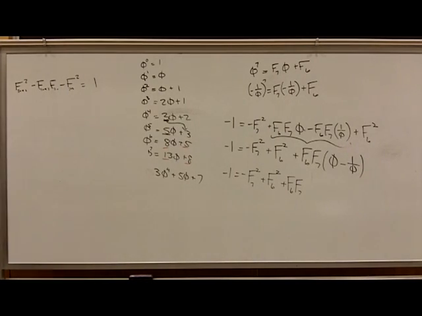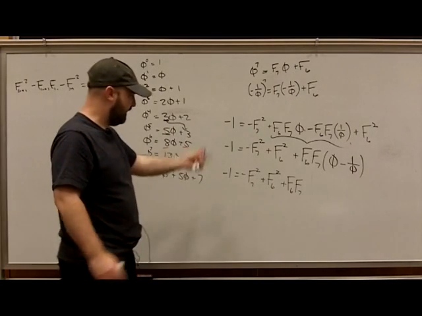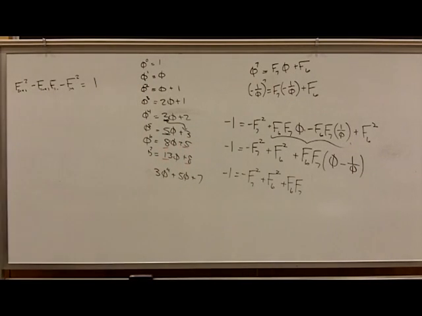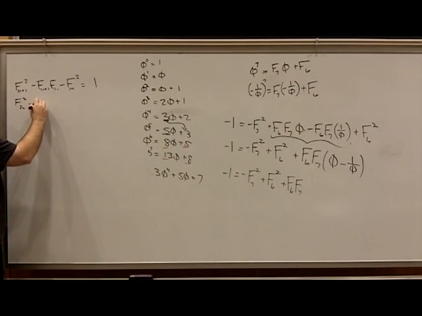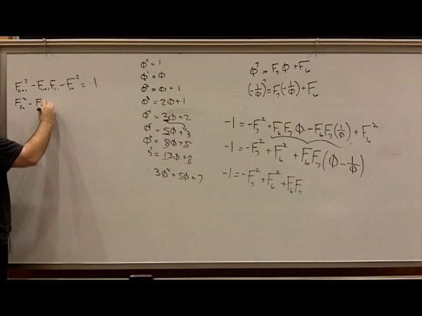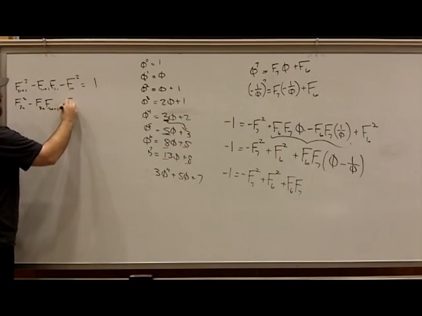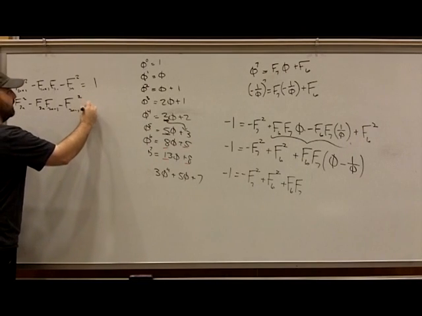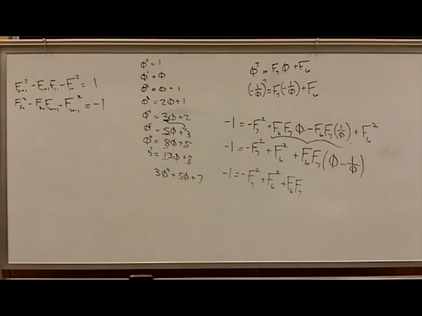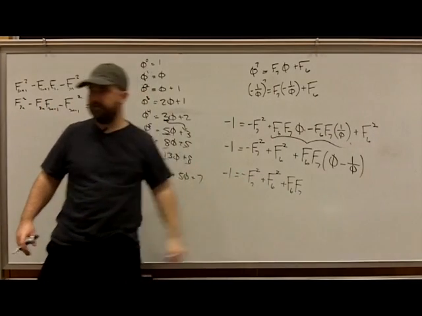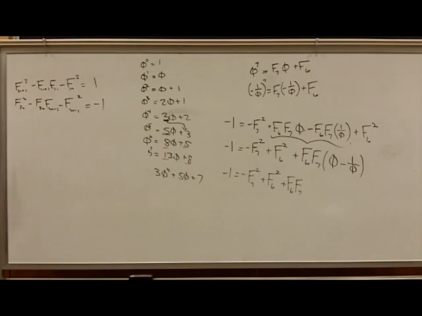So we could probably even continue to write this in different ways. After all, we could write F7 in terms of F6 and F5, and we could go right from one of these to another one, which would be that F2n squared minus F2n times F2n minus 1 minus F2n minus 1 squared equals negative 1. If you replace F7 with F6 plus F5, do you like that? Is this right?